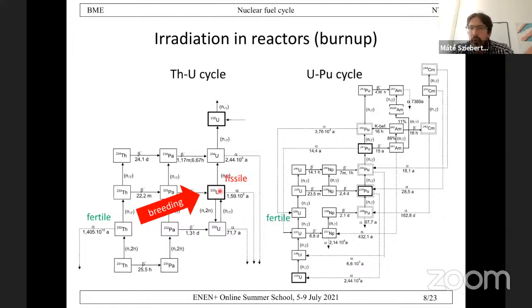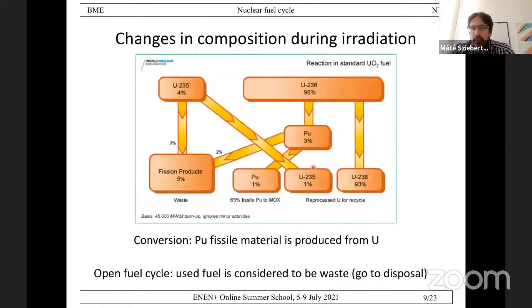This is also true for the uranium-plutonium cycle. When the uranium-238 is considered as fertile, and with the very short half-lived uranium-239 and neptunium-239, finally, plutonium-239 fissile material is produced. But obviously, you have also the uranium-235 fissile material, and your reactor operates based on this. But during the operation, plutonium-239 is produced in every reactor.